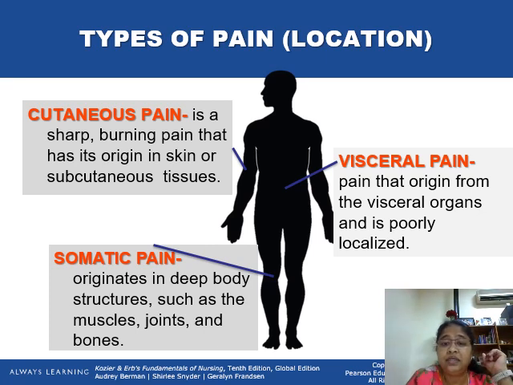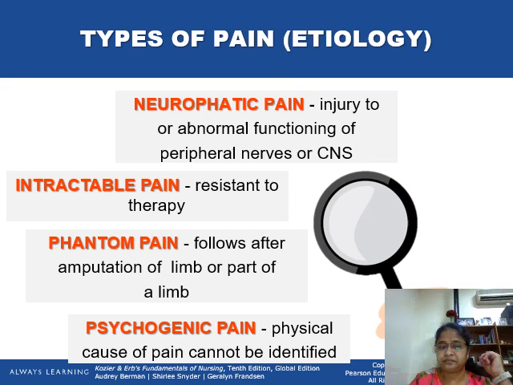This is also poorly localized. We do not know. Everywhere it will be paining, but the problem is with the stomach. Okay, so that is very poorly localized. And somatic pain. Okay, somatic pain is also in the deep structure, but mainly muscles, bones, and joints.